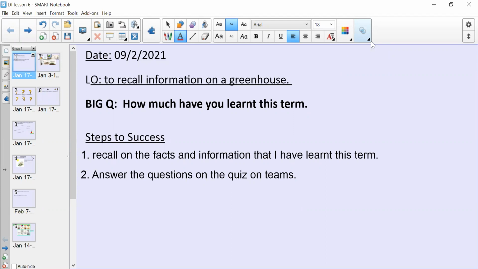So today we're going to recall all the information on a greenhouse. And the big question is, how much have you learned this term? So your step to success is you're going to recall the facts and information that you've learned this term. And number 2 is you need to answer the questions on the quiz on Teams. So this lesson is all about remembering everything that you've learned about a greenhouse and then completing the quiz at the end of this lesson.